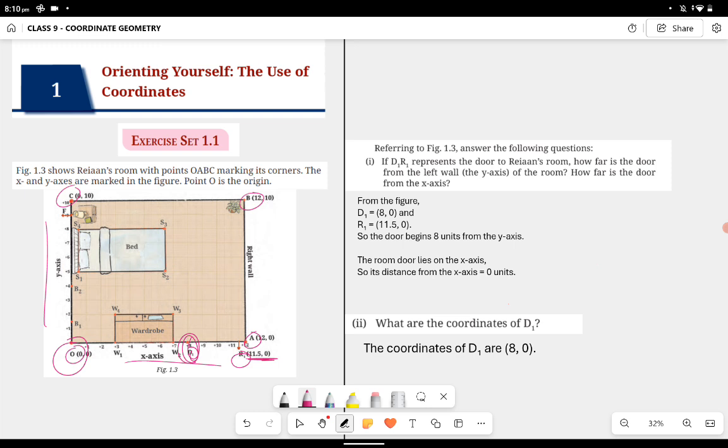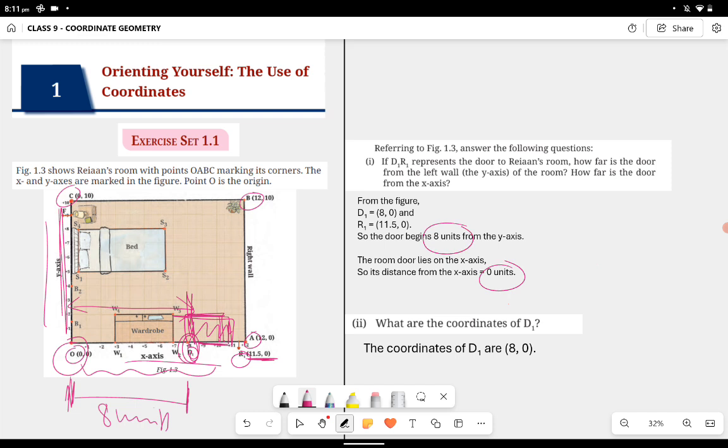Why? Because the door, as we told, it is over here. This is the door. So the distance the door covers from the y-axis is 8 units. You need to count the distance from the origin to the door, that is 8 units. Now the door lies on the x-axis because D1 and R1 coordinates are on the x-axis. Thus the distance from the x-axis is 0 units.